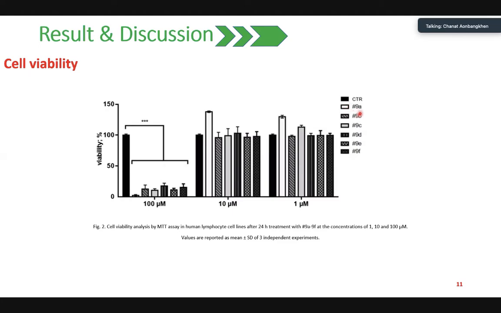The 6 hydrophilic-lipophilic tail compounds that have been synthesized are being tested against the control. At 100 micrometer, we can see a sharp decrease in the cell viability, while at 10 micrometer and 1 micrometer, the cell viability remains intact, which means that at 100 micrometer, we will not use 100 micrometer.